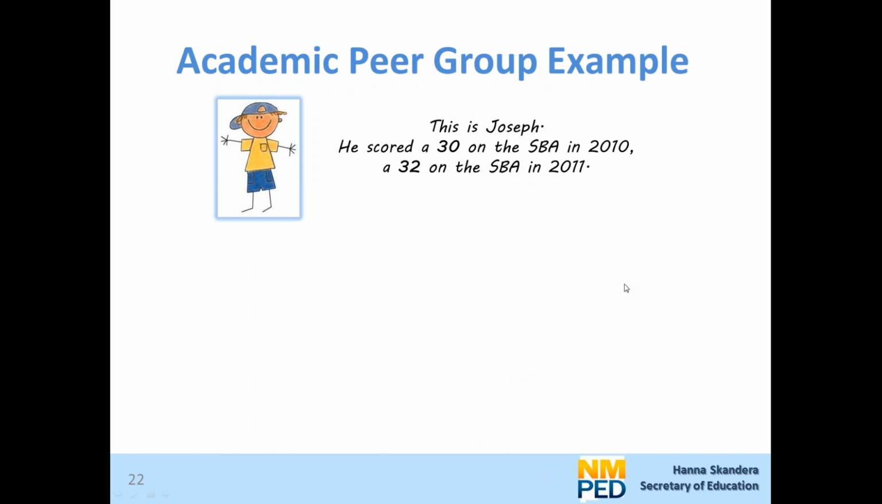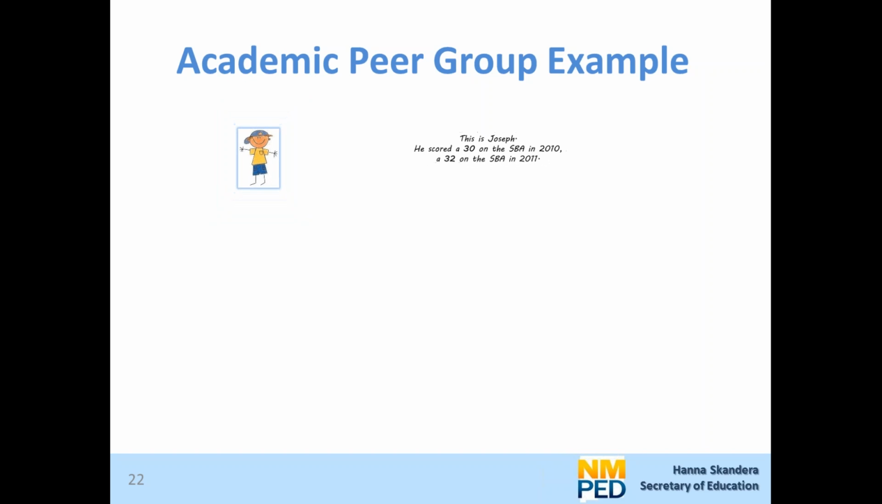So here we're going to talk about the value-added model in more detail, and we're going to help describe the academic peer groups. And there's some animation. It's a little fun to watch Joseph move around on the page. So in 2010, Joseph scored 30 on his SBA, and in 2011, Joseph scored a 32. So he's moving.